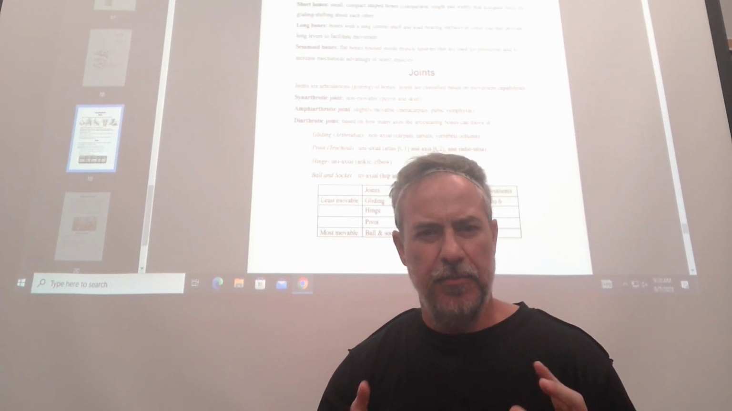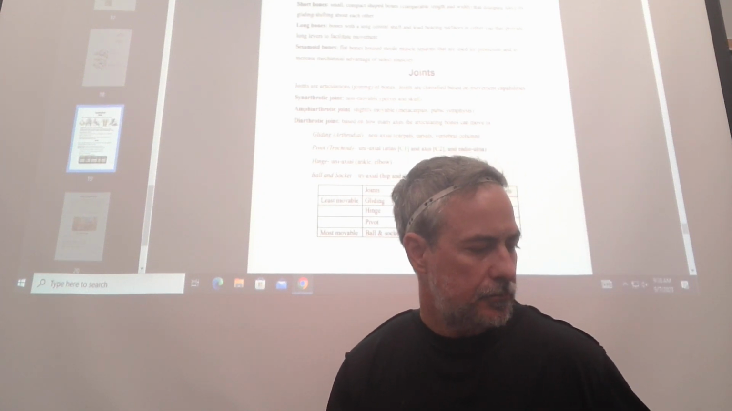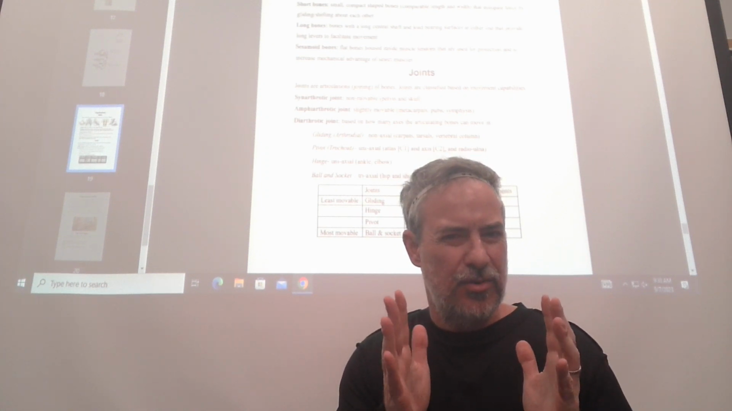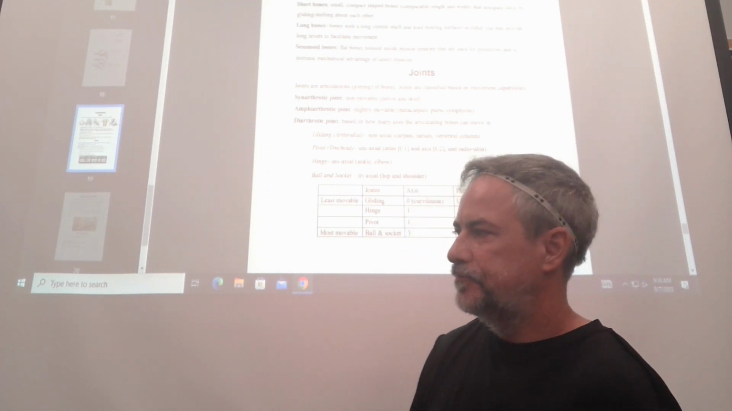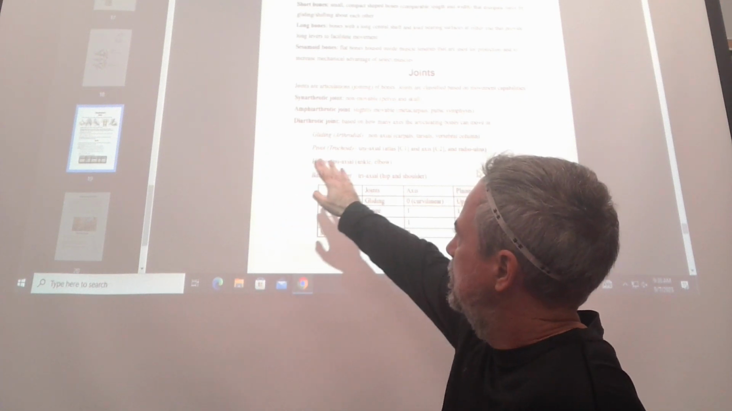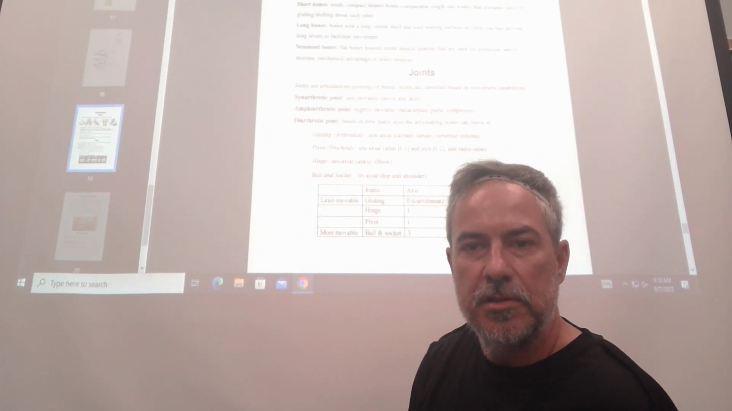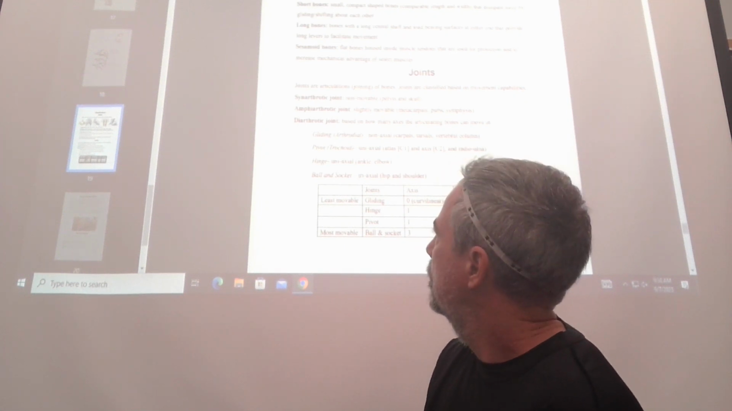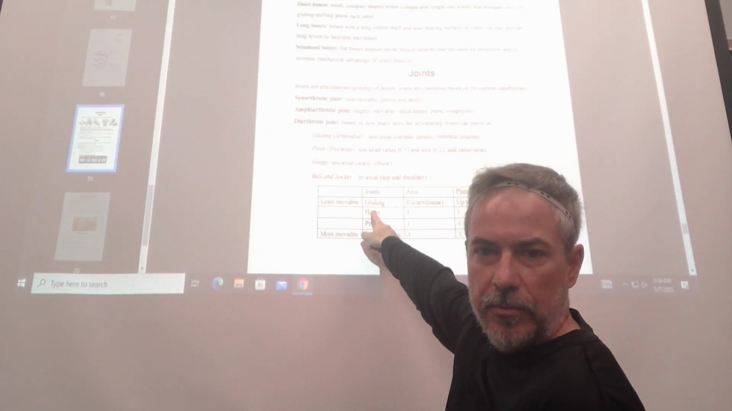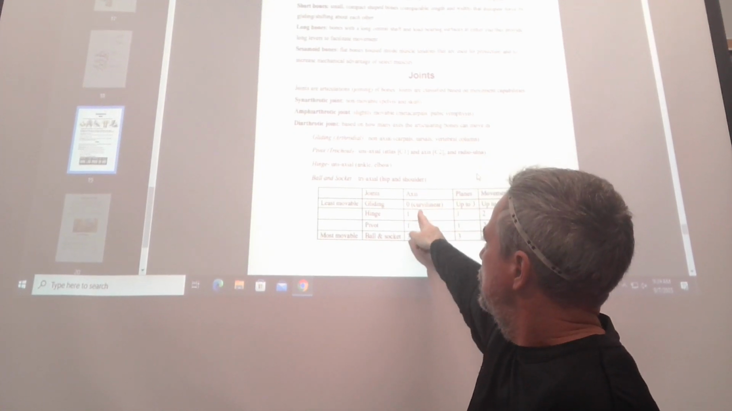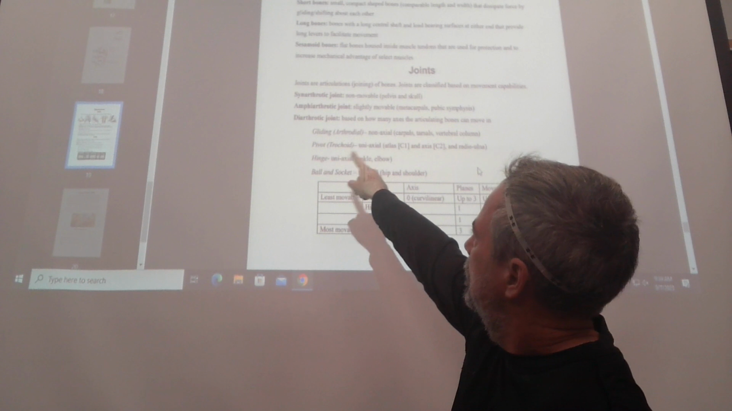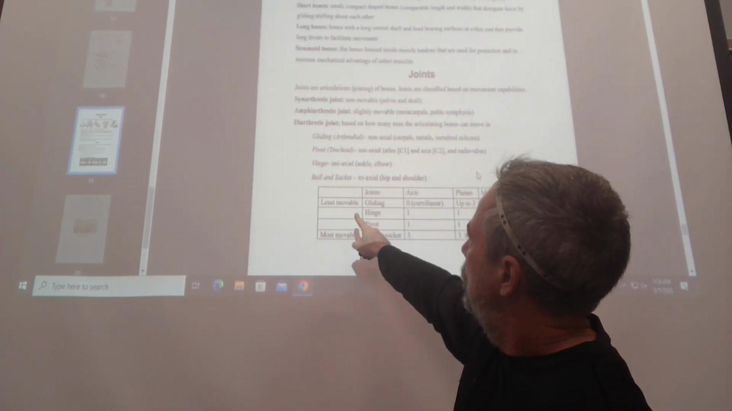Another example is the pubic symphysis in our pelvis, how our pelvis can slightly rotate there. Let's get to the diarthrodial, because those are the ones that we're going to be studying the most in these classes, okay? We labeled them based off of least to most movement, and you have gliding, pivot, hinge, ball and socket.